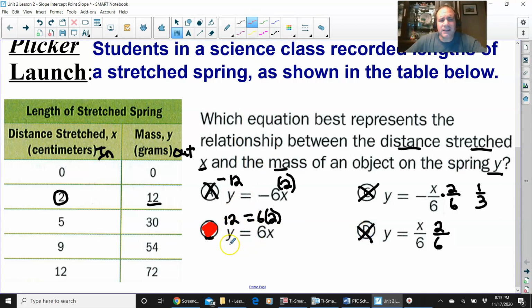And let's just try one more. When the X is 5, I'm supposed to get 30 in return, and I do. 6 times 5 is 30. 6 times 9, let's just go on another one, is 54. And 6 times 12 equals 72. So B works for all of the values, the input values and the output values.